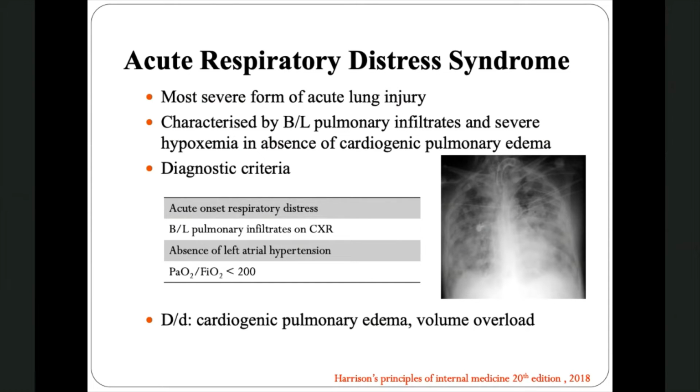And how do you diagnose this? So there is acute onset of respiratory symptoms. It can be there in the cardiac pulmonary edema as well. Bilateral pulmonary infiltrates on chest X-ray. Again, this can be in cardiac condition as well. Absence of left atrial hypertension. Now, this is the one thing that is differentiating between cardiac condition and ARDS. PaO2/FiO2 less than 200. It can be there in both the conditions.